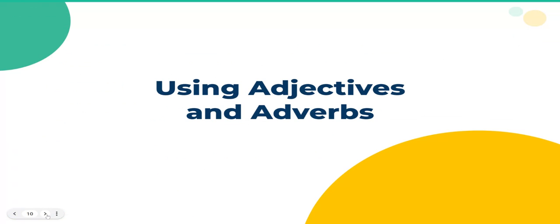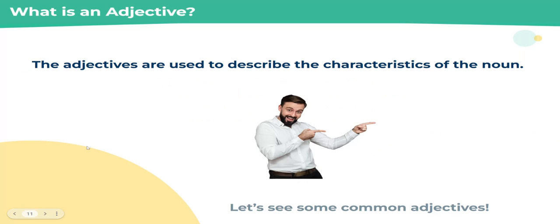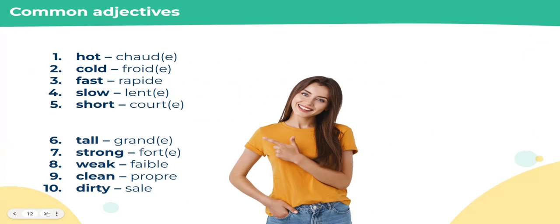So using adjectives and adverbs, let's move on to these now. What is an adjective? The adjectives are used to describe the characteristics of the noun. So we use adjectives to describe nouns. Let's see some common adjectives. Here we have a list of 10 common adjectives. I'm going to read through the list twice, so have a listen.